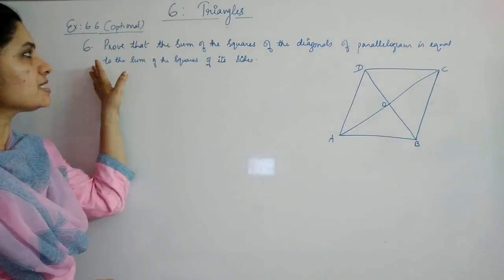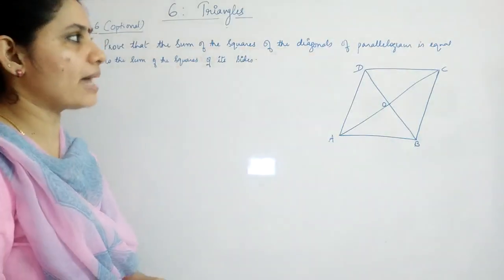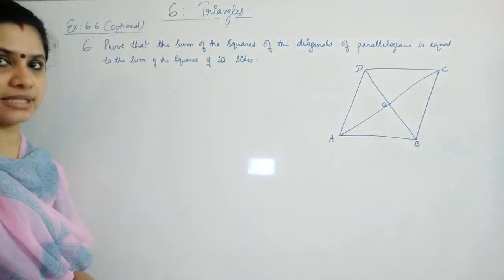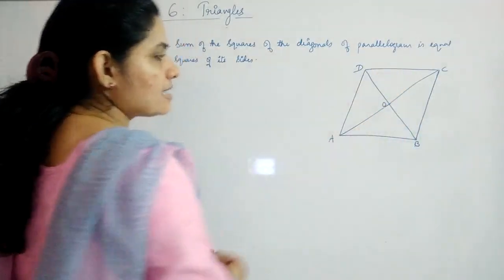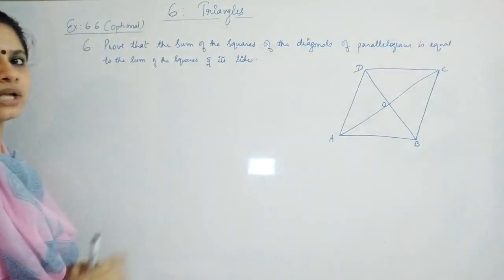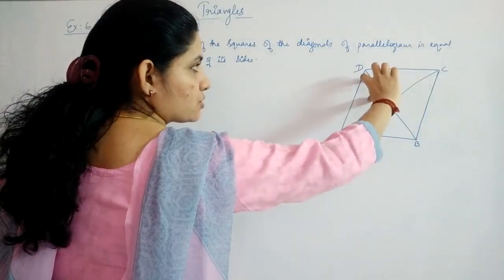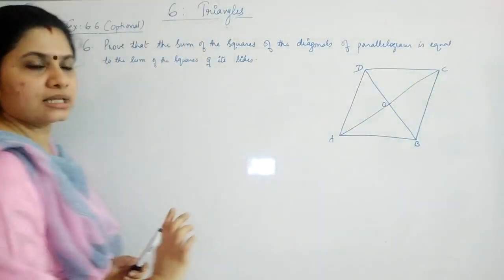Question number 6 is, prove that the sum of the squares of the diagonals of a parallelogram is equal to the sum of the squares of its sides. So I have taken a parallelogram ABCD and the diagonals AC and BD intersecting at O. Okay, so the diagonals bisect each other. That means this length BO will be equal to OD and AO will be equal to OC, right?